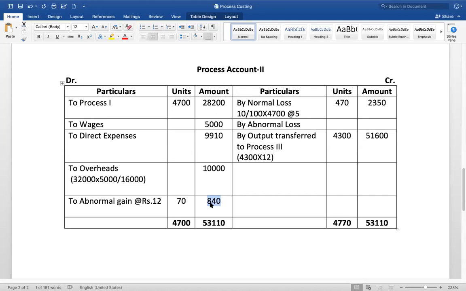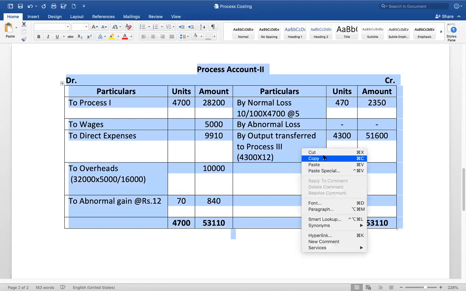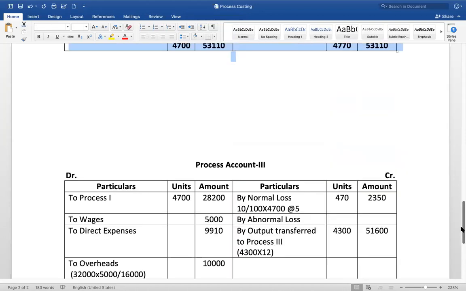Earlier, abnormal loss. Now, abnormal gain. If there's abnormal loss, there's no abnormal gain. If this is there, this will not be there. So that's the end of process 2. The same thing you will do again for process 3, the last and final process.